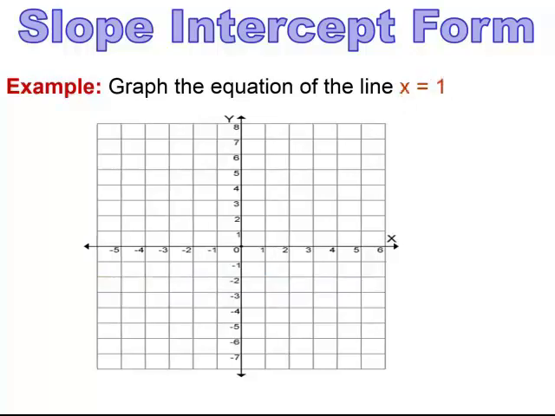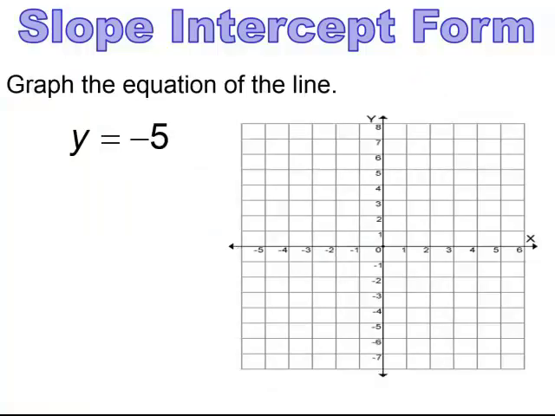My next example is when I have x equals a number, and in this case x equals 1. I need you to understand that when you have x equals a number, the slope is undefined. When the slope is undefined, we have a vertical line. So you're going to go where x is 1 on the axis, and you're going to draw a vertical line.